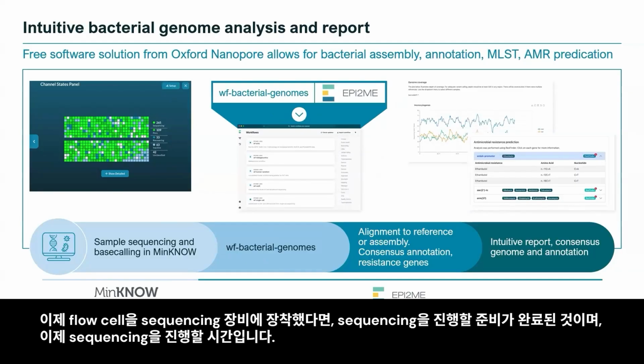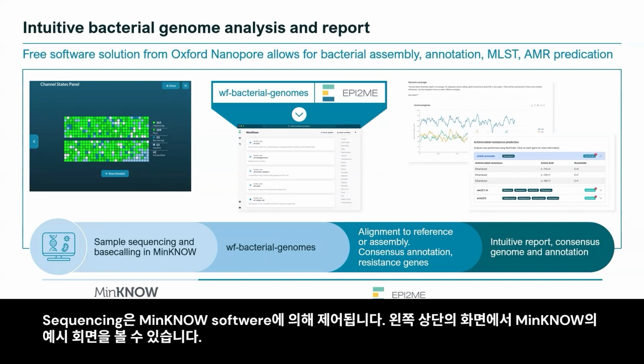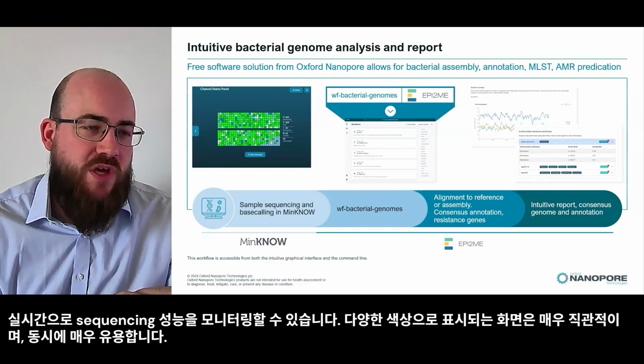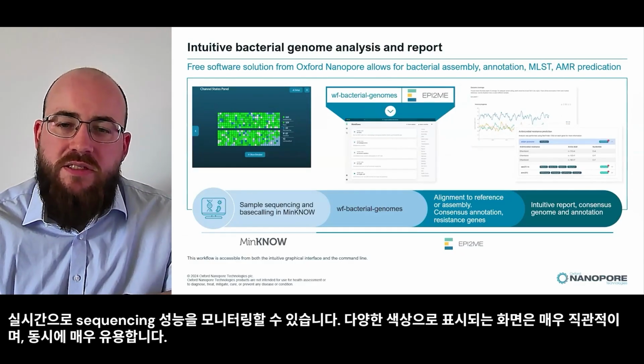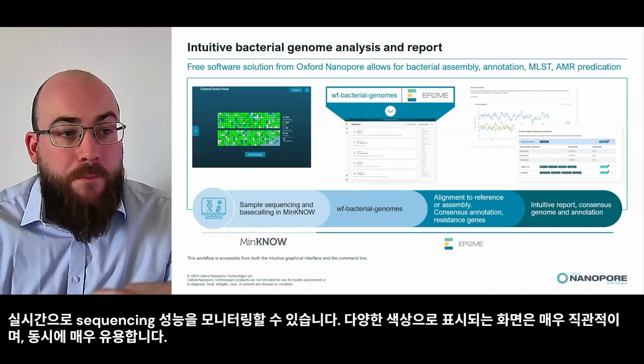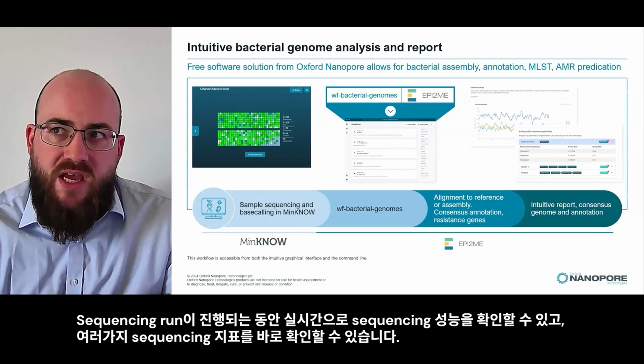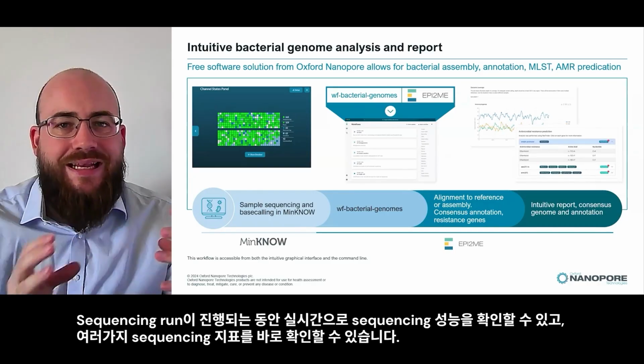Now, once our flow cell has been put on the sequencing device we've chosen, it's time to get ready, it's time to go, it's time to sequence. Sequencing is going to be controlled by our onboard software, MinKNOW. We can see a screen from MinKNOW on the top left here. You can watch its performance go in real time with all the colors, which can be quite mesmerizing, but it's very useful to us. We can see while the run is going exactly how it's performing.